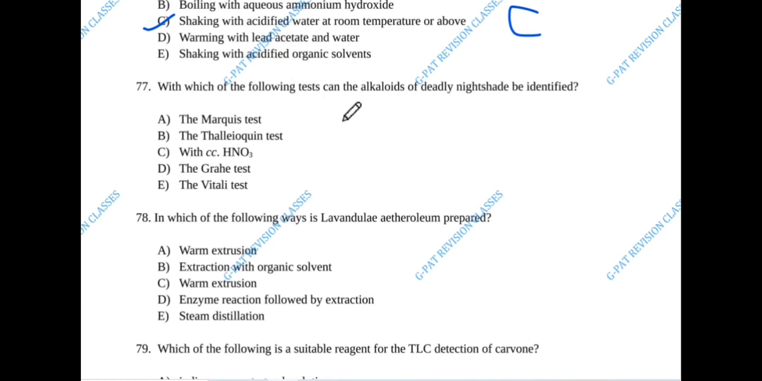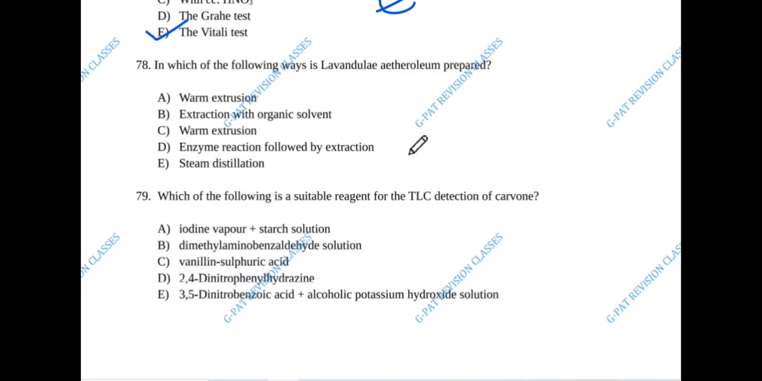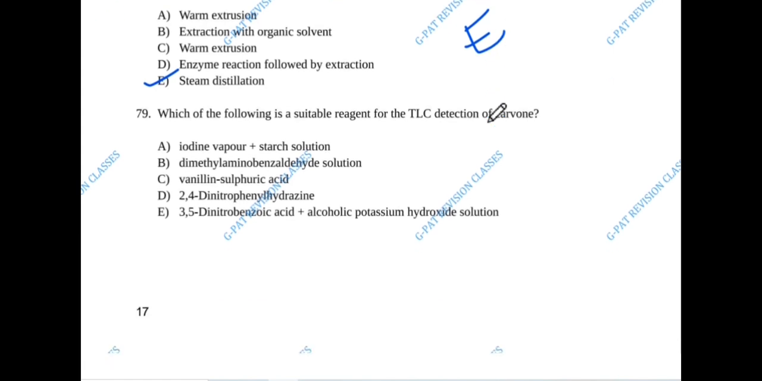With which of the following test can the alkaloid of deadly nightshade be identified? The answer is E. The Vitali test. Okay. Next is 78 question number. In which of the following ways is lavandula aetheroleum prepared? The answer is E. Steam distillation. Okay. Next is 79 question number.